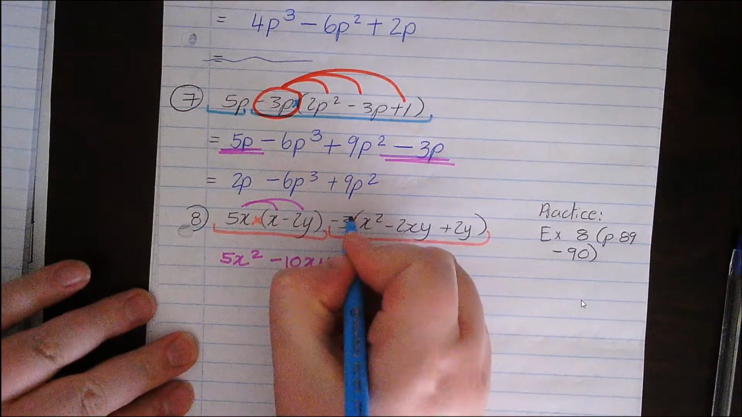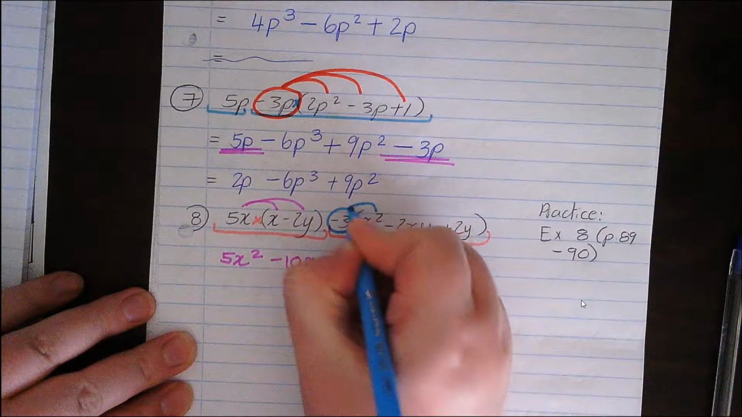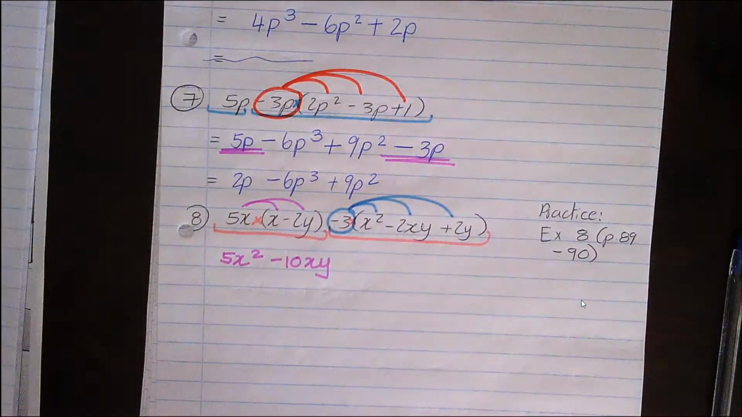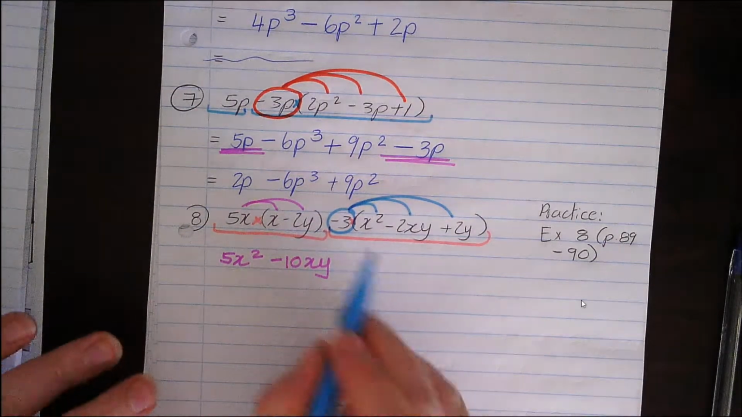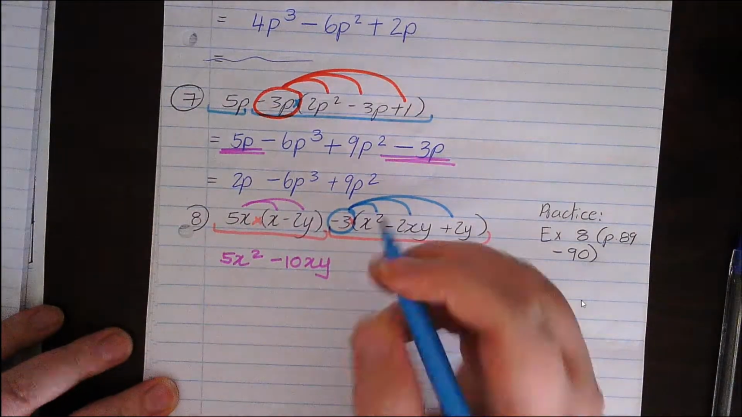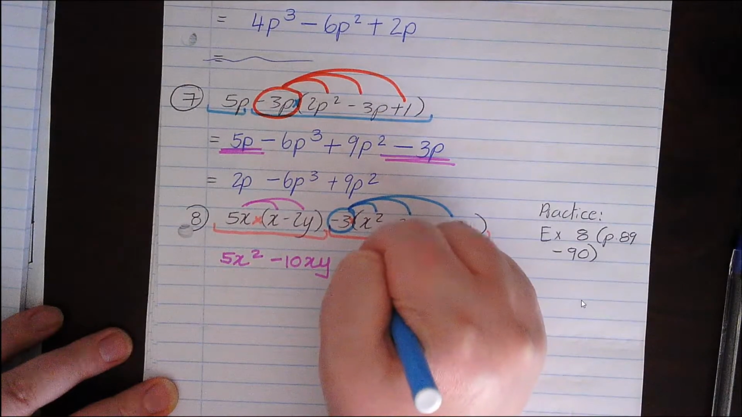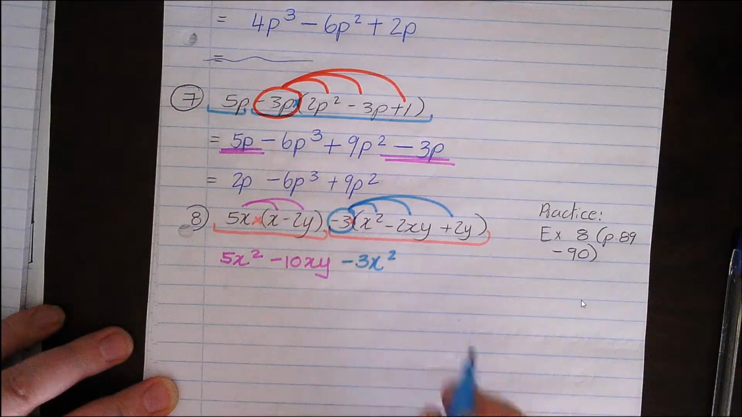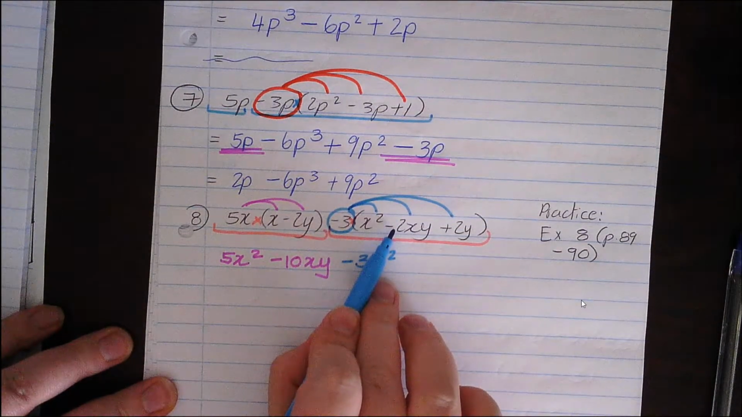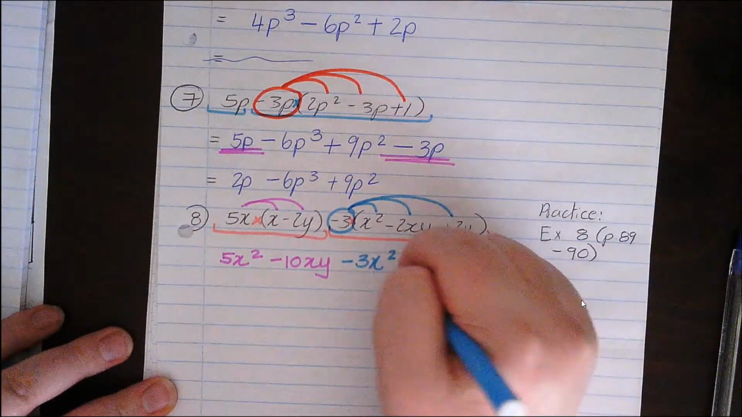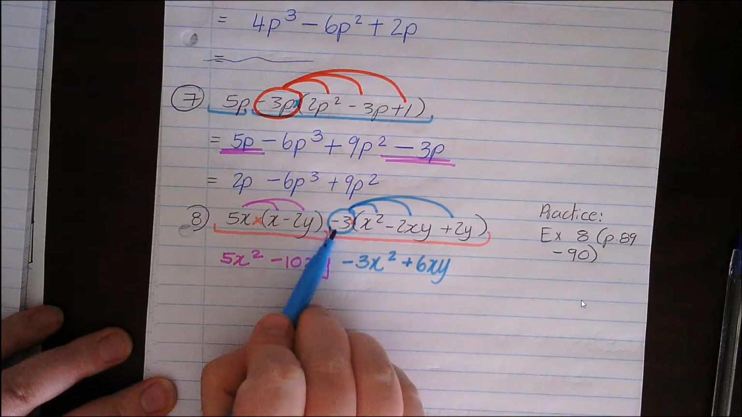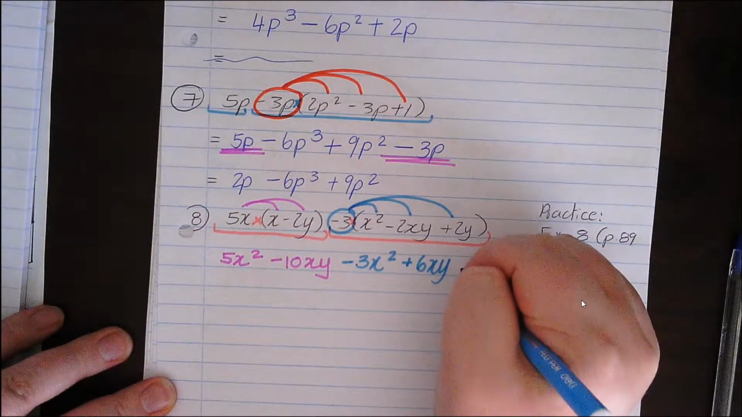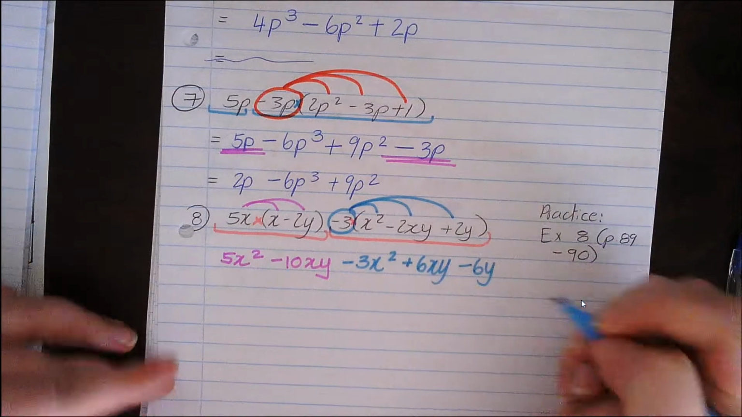Now I'm going to take that negative 3 and I'm going to distribute it in there, there, and there. Remember, after I'm done distributing, the brackets disappear. So negative 3 times x squared is negative 3x squared. There are no more brackets. Negative 3 times negative 2xy is positive 6xy. Negative 3 times positive 2y is negative 6y.